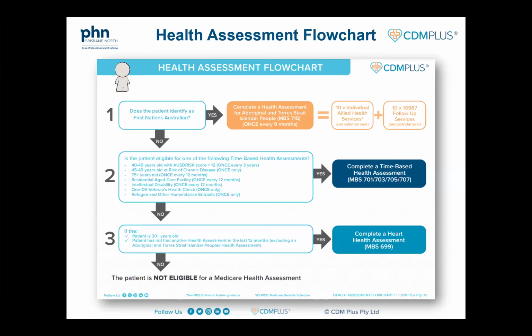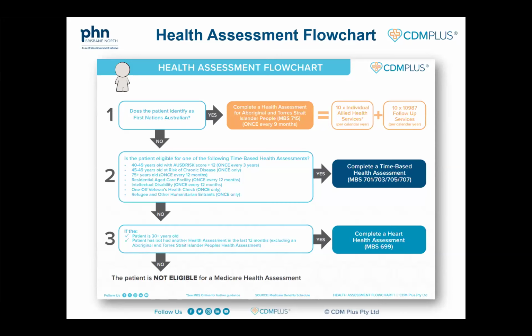Now, the other change with the 715 health checks this year was that patients can also now have a heart health check as well. Before, it was in the explanatory notes that you couldn't actually have the 699 with a First Nations health check, but if the patient has had a 715 health check, they can also have a 699, which is good. So it allows us to do health promotion days and things like that as well.